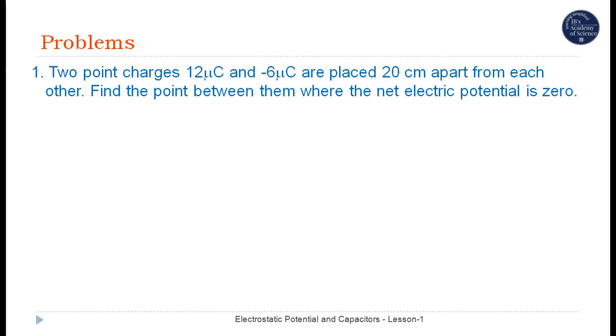Now let us discuss some problems based on the concept of electric potential. Two point charges, 12 microcoulomb and minus 6 microcoulomb, are placed 20 centimeter apart from each other. Find the point between them where the net electric potential is 0.